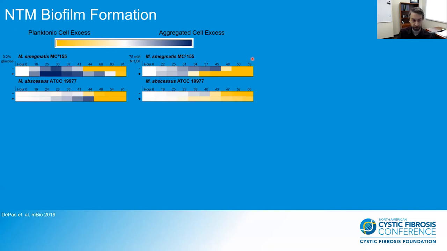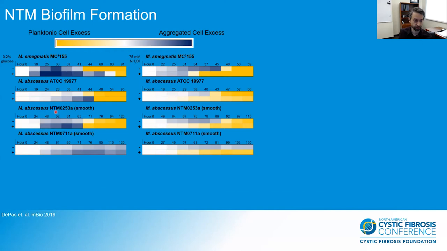This is the ATCC strain, where more carbon equals greater aggregation duration. And if you add ammonium to these cultures with abscessus, what you tend to do is just completely skip the aggregation phase at all, and you just get growth as planktonic cells. This holds true for clinical isolates of Mycobacterium abscessus. These are two different ones, 0253 and 0711.